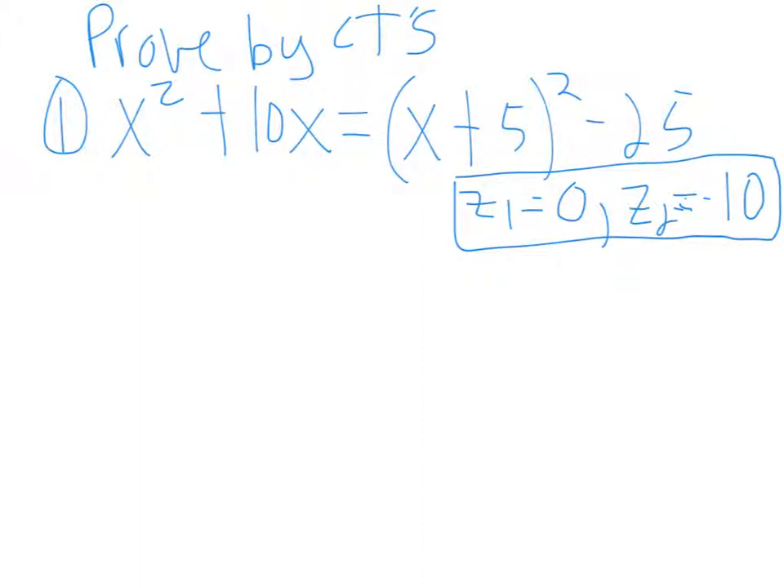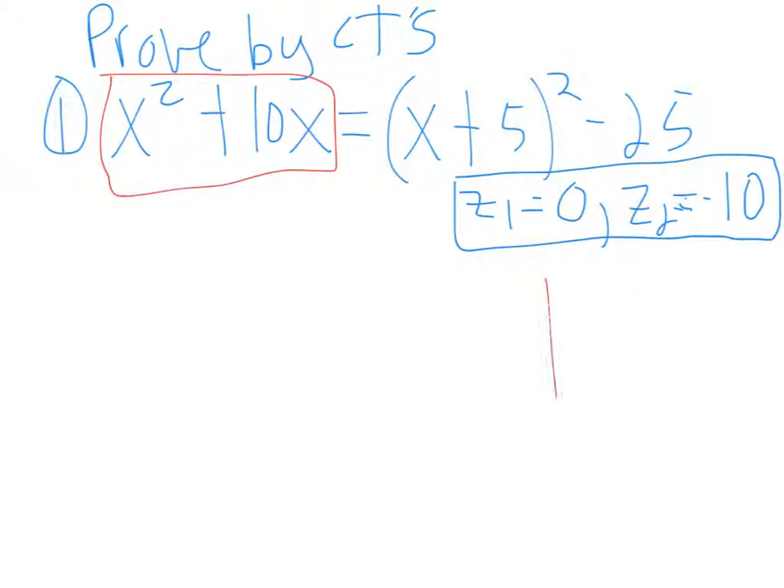So let's do this question here. Prove by completing the square that x squared plus 10x is x plus 5 quantity squared minus 25, and that the zeros are 0 and -10. Okay, so let's take a look at this. So I've got this right here, x squared plus 10x, and I need to complete a square.